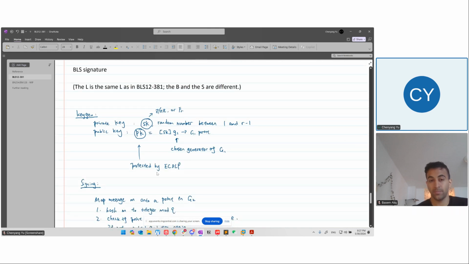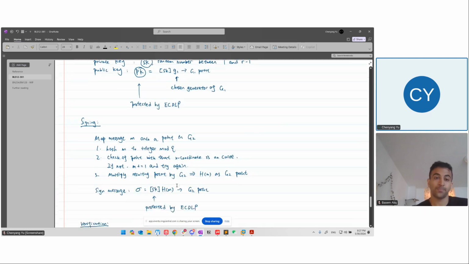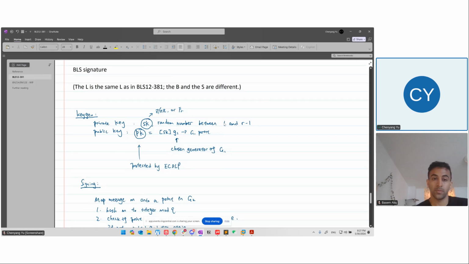So ECDLP, the discrete logarithm problem on the curve: given sk times g1, it is almost impossible to compute this sk. Okay, that's the ECDLP. We have a private key and a public key. Recall that in a digital signature, we sign a message with a private key, and we let other people verify our signature using the public key, because that's the only thing they got. This private key is your secret.